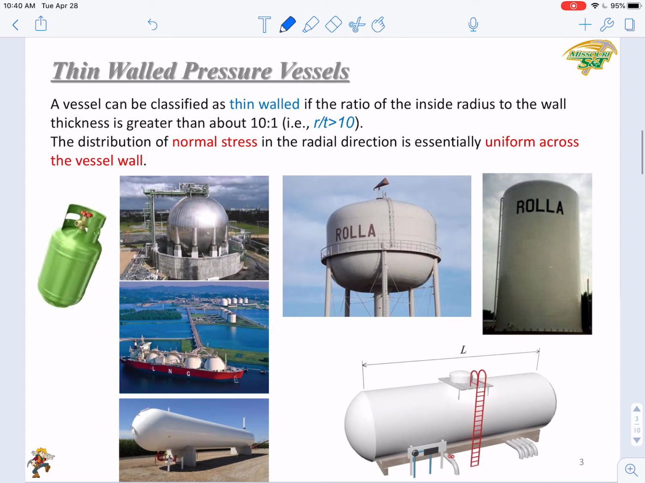The first slide introduces what thin-walled pressure vessels are. A vessel can be classified as thin-walled if the ratio of the inner radius to the wall thickness is greater than 10. You can easily find a lot of examples of thin wall pressure vessels in our daily life. You can see these pictures.